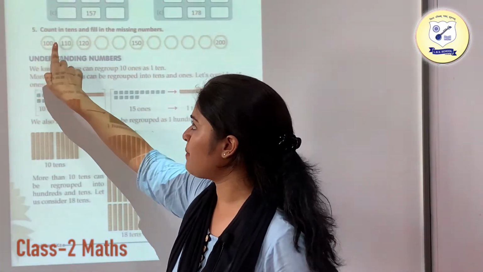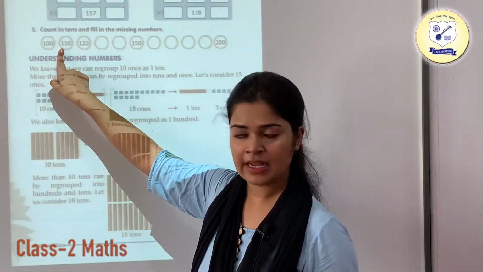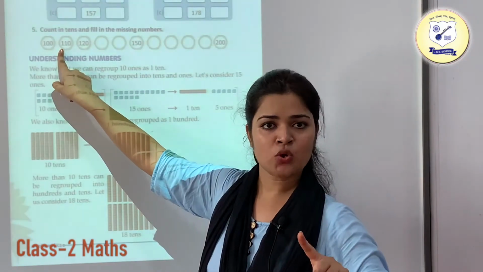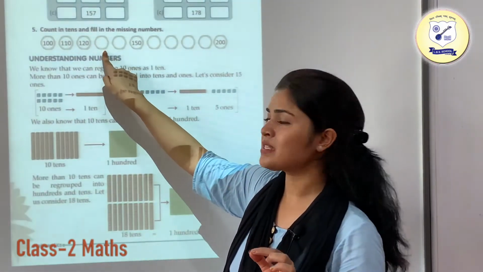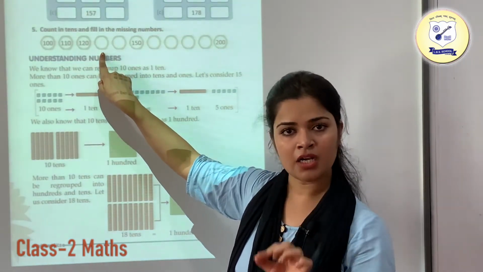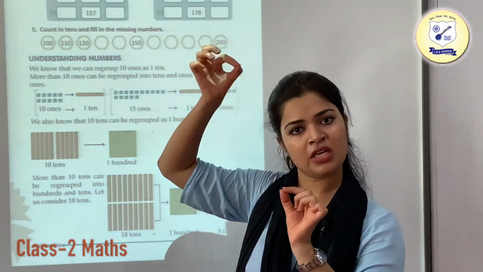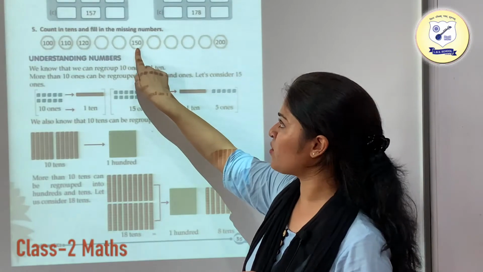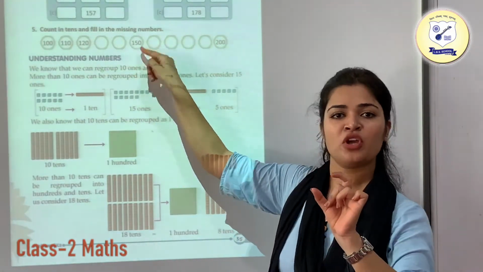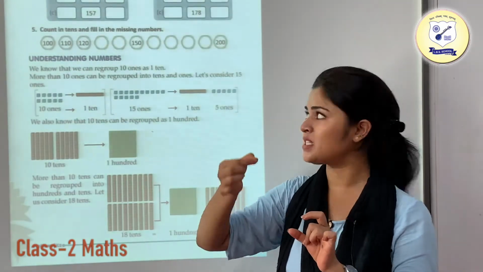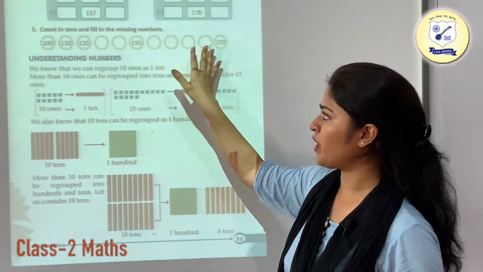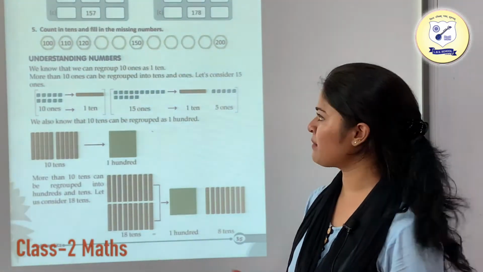So 100 plus 10 is going to be 110, and again if you add 10 to 110, you are going to have 120. Similarly, the next number is going to be 130. Similarly, the next number after 150 is going to be 160. Okay, now you can do the remaining by yourself.